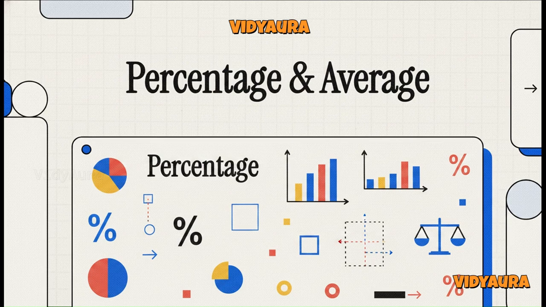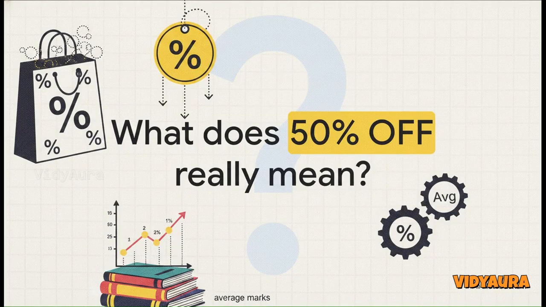Today, we're jumping into two super important math ideas you see literally everywhere: percentages and averages. You know, like when you see a sign for 50% off at a shop, or when you want to figure out your average score in a game? Well, that's exactly what we're going to learn today. So think of them like secret math codes that help us make sense of everything. And you know what? By the end of this, you are going to be a total code-breaking master.